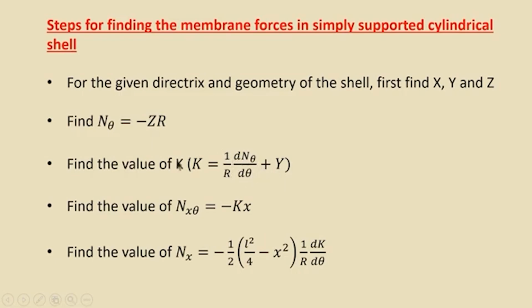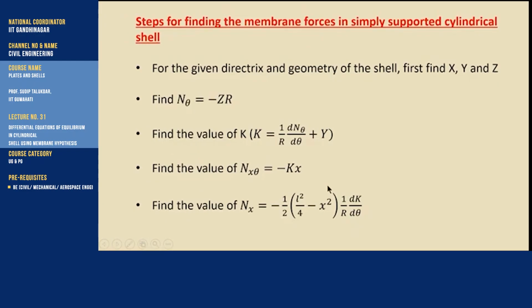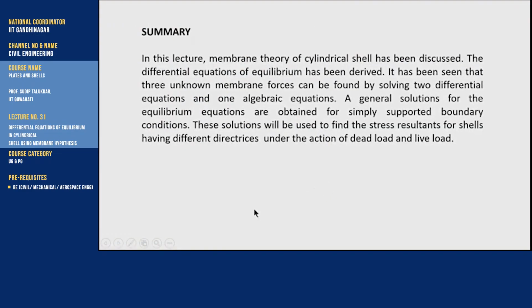Once k is obtained, go to the next step and find n x theta, which is equal to minus k into x. Then, after finding n x theta, find the value of n x, because n x depends on x. So, x can be fixed at any location, and k is already evaluated in terms of theta. Therefore, 1 by r d k by d theta can be calculated, and n x is completely known.